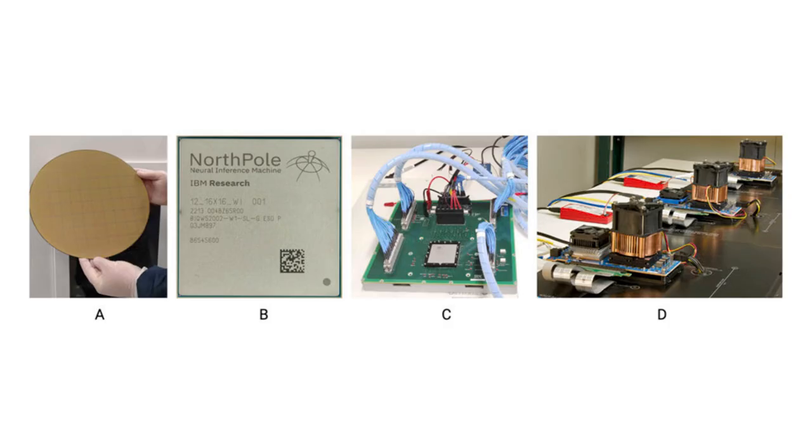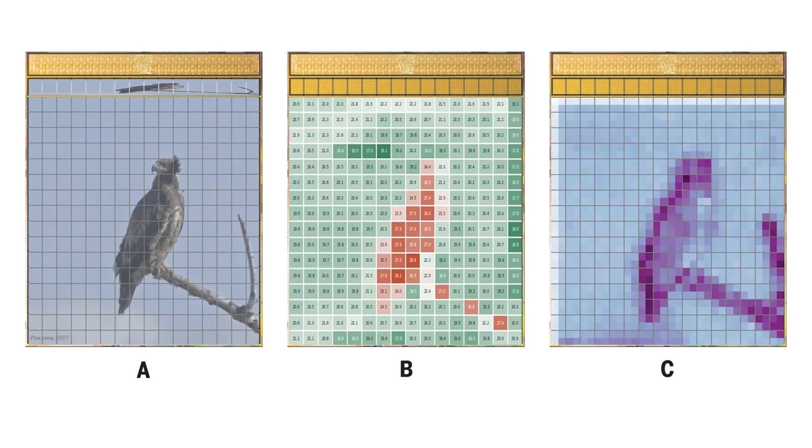North Pole consists of 256 computing cores, each of which contains its own memory. Fabricated with a 12-nanometer node process, it packs 22 billion transistors into just 800 square millimeters, the size of a postage stamp. By eliminating the need to frequently access external memory, it performs tasks such as image recognition much faster than existing architectures do, while consuming vastly less power.